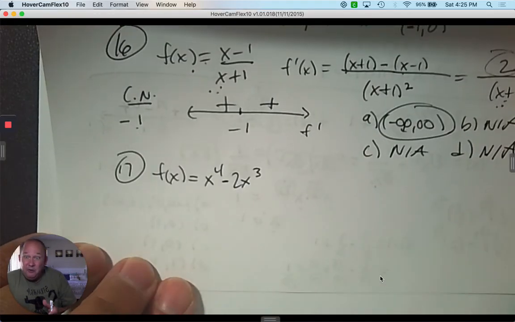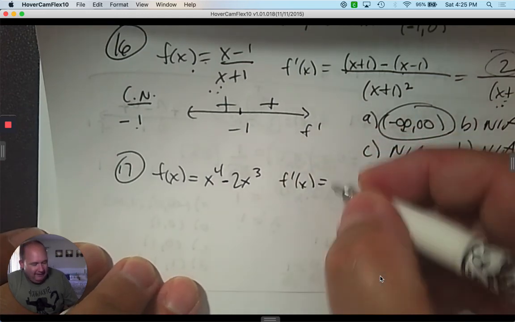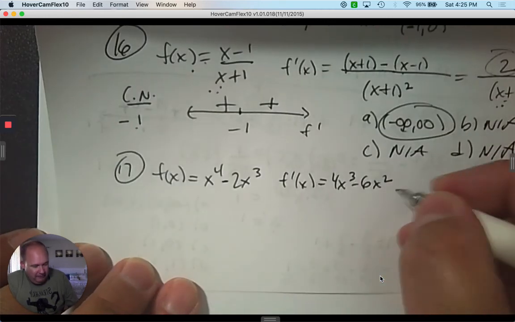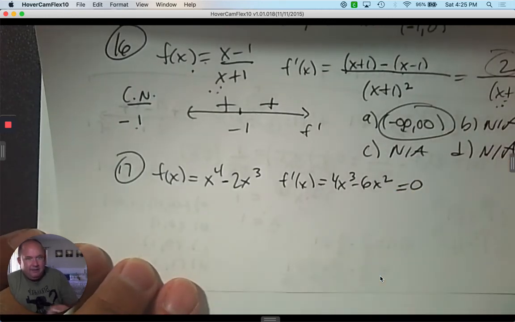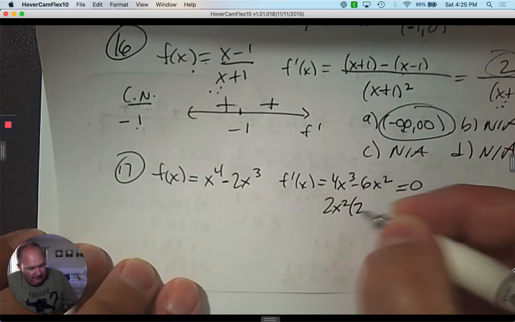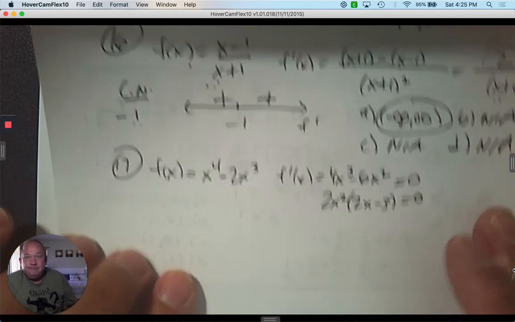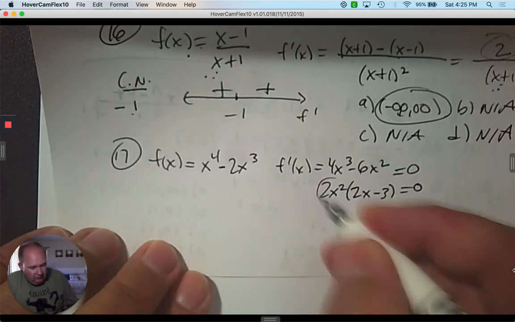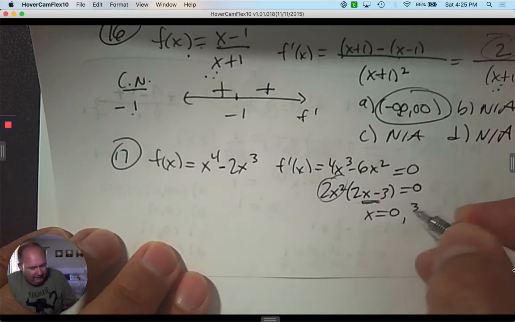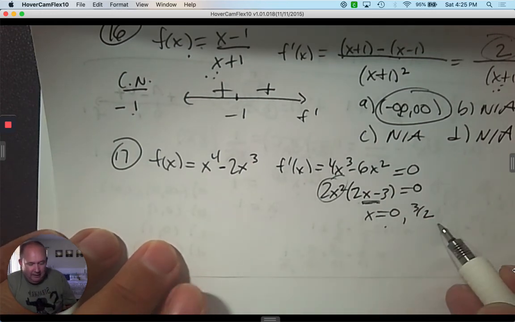Or again, for those that tried the work, here, let's sit back and see that you did it correctly. Take the derivative. 4x cubed subtract 6x squared. There's nothing that makes this undefined. Make it equal to 0 and solve it. I'm going to factor out a 2x squared, and that leaves me with 2x subtract 3. Factoring, the first factor gives me the answer 0. The second factor, you would add 3 and divide by 2. So we have two critical numbers, 0 and 1.5.